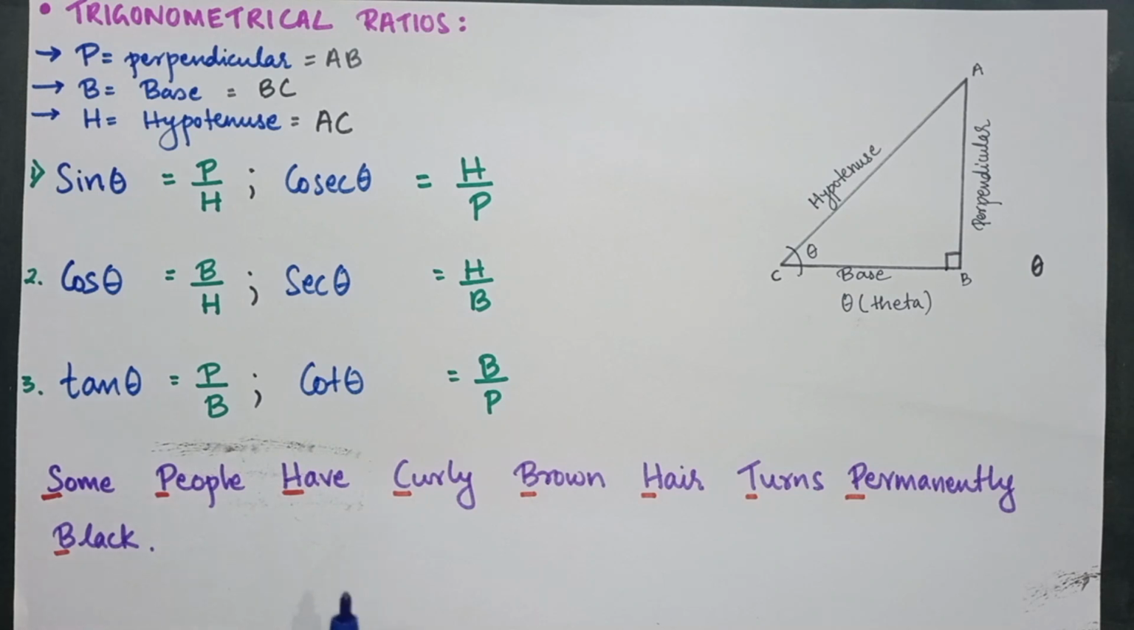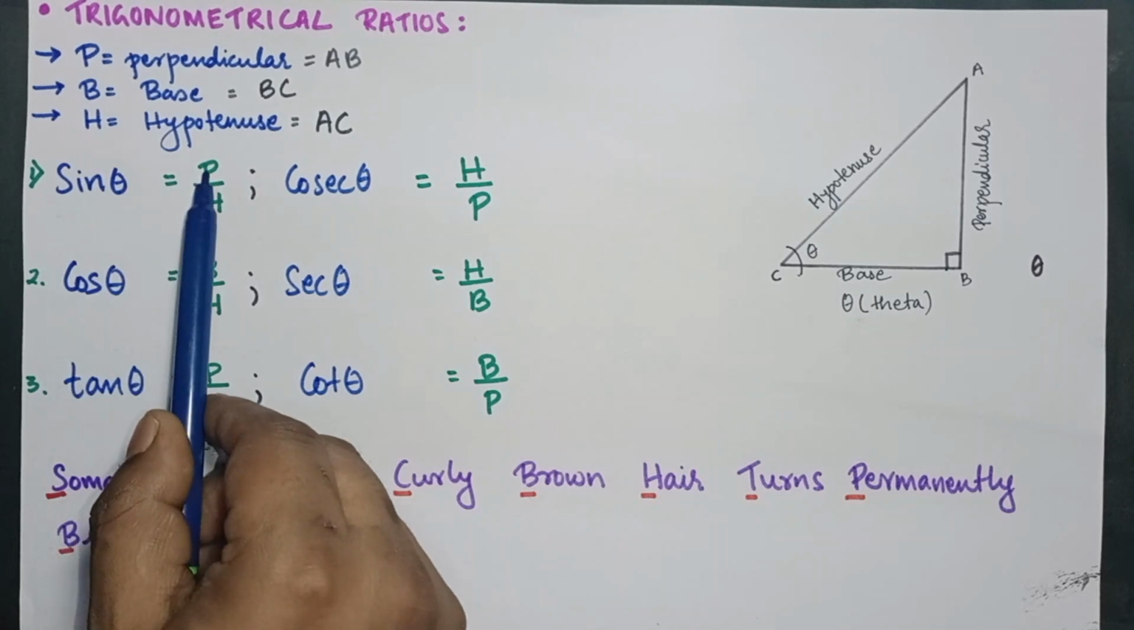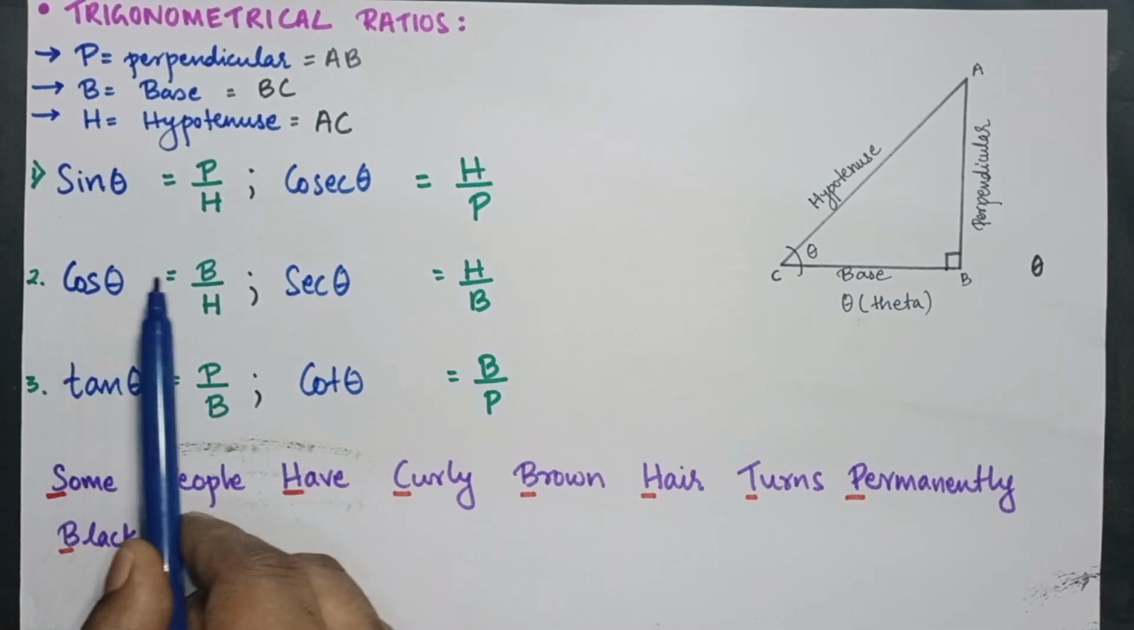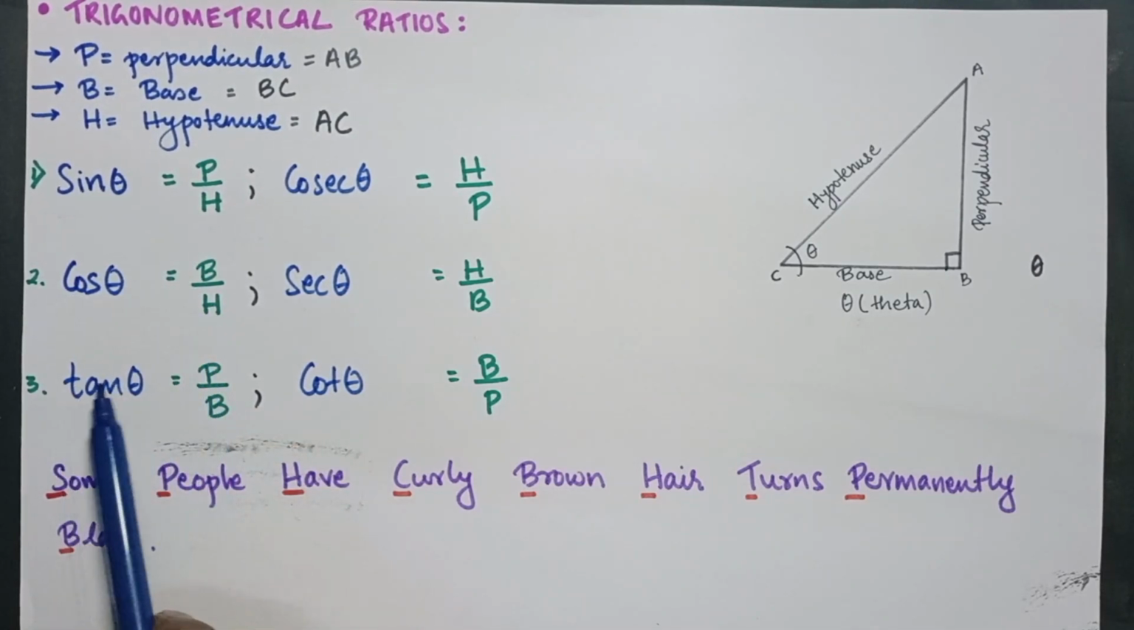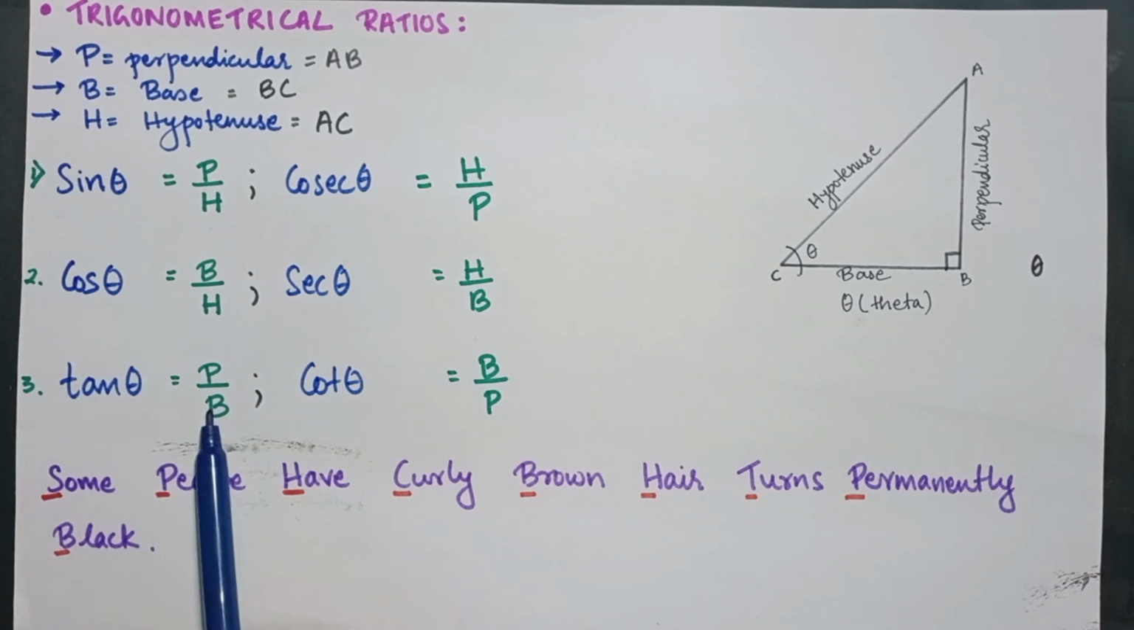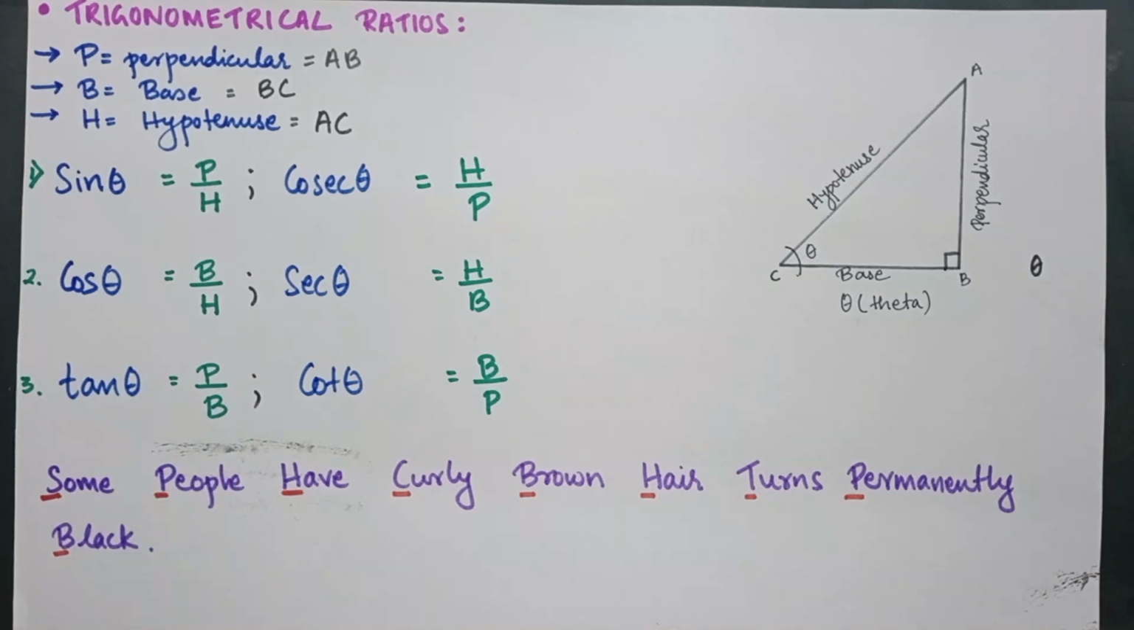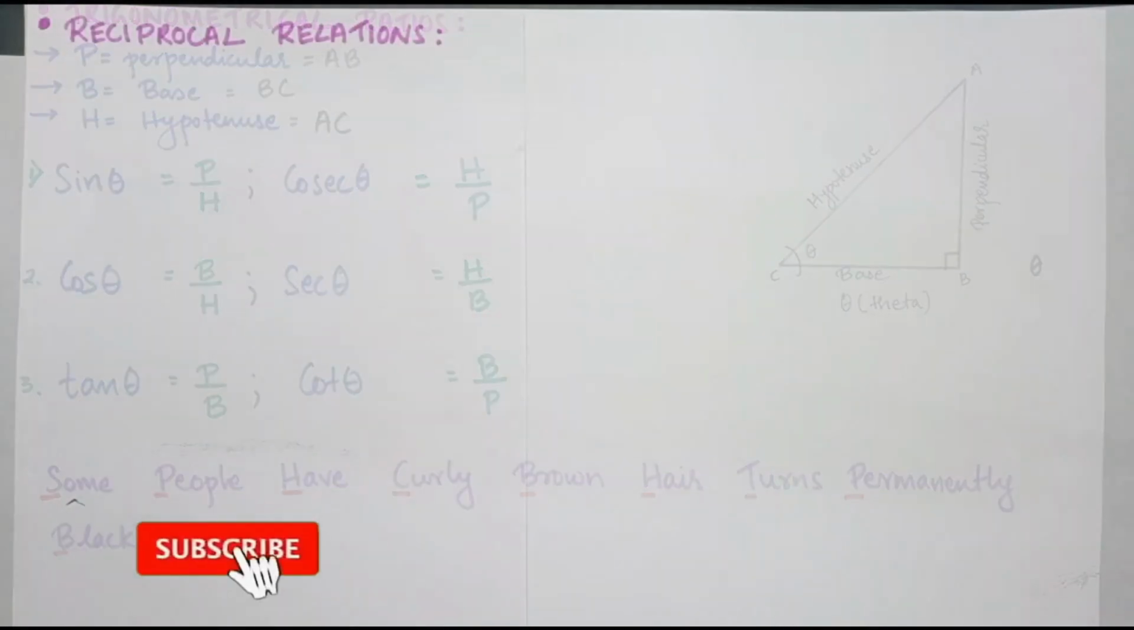So this is the base of trigonometry. You have to know this nicely, then only you will know the other properties. Hope you are clear with this. What you have to know? Some people have curly brown hair turns permanently black. So practice it nicely. Now let's do the reciprocal relations.